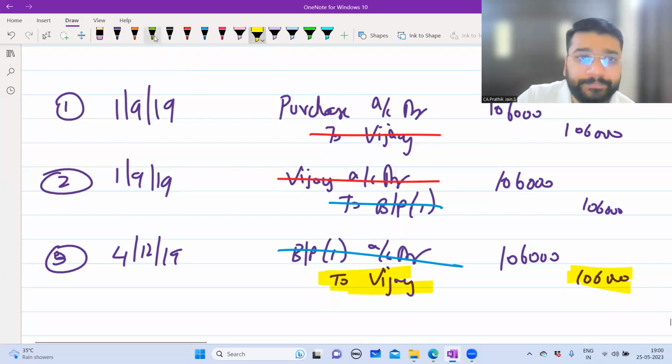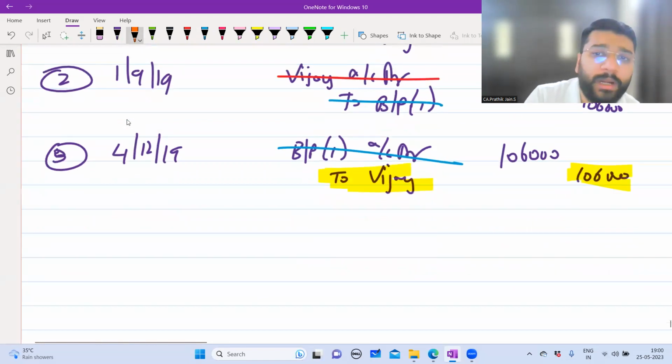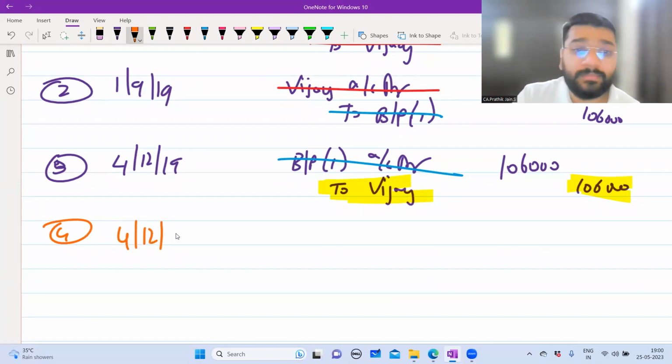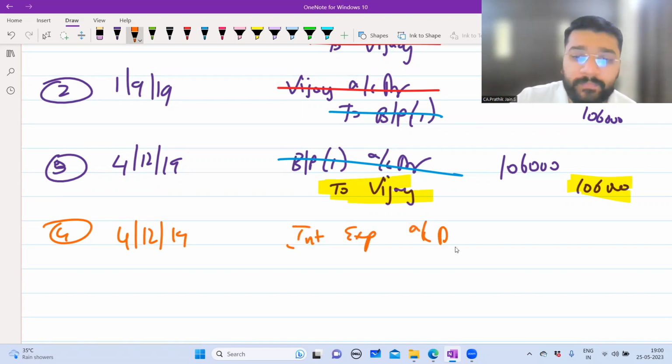Then what happens, people? The interest is paid. So on 4/12, interest first due, then paid. So what is my due entry? Interest due entry. What will be the interest due entry? Interest expense to Vijay. Who is answering this? Disha. Very good, Disha. Interest expense account debit to? Vijay. Very good. To Vijay, 1,06,000. Wonderful.